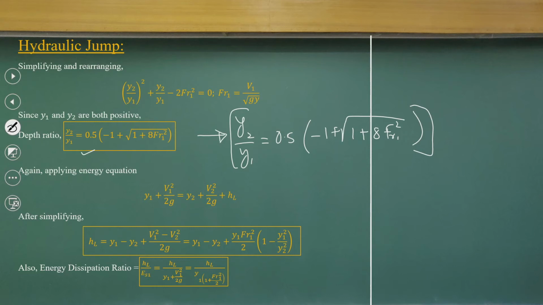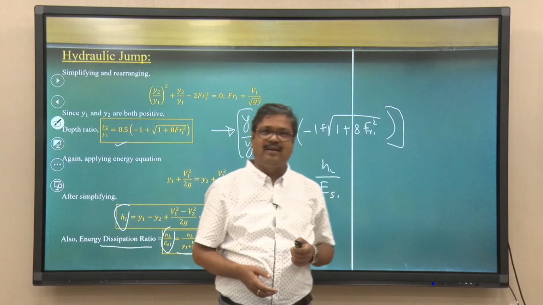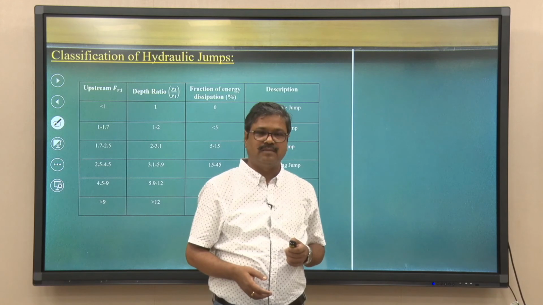In the same way I have to look at the energy dissipation ratio, which is nothing else but HL divided by the upstream specific energy. As I explained earlier, I can get the head loss HL function, and then I can just substitute it. So, these are very simple things, you can solve these problems just in an arithmetic way.